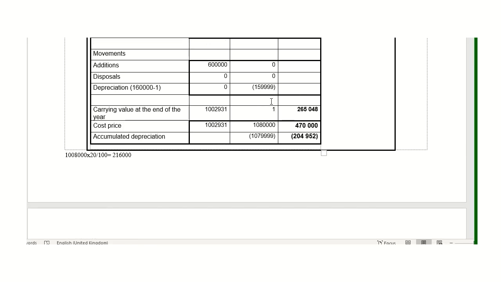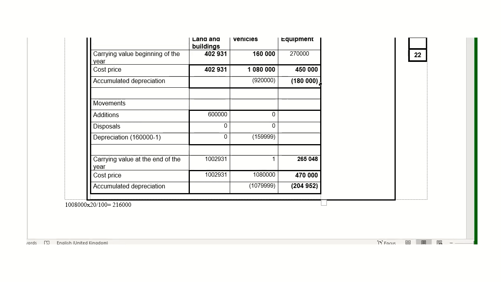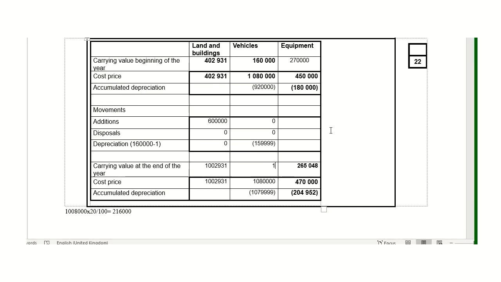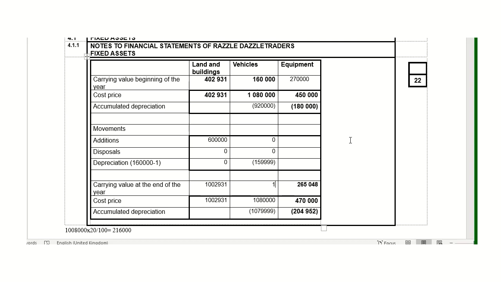If I did not adjust the depreciation, I would have ended up on a negative carrying value. Now, as it cannot be worth less than 1 rand, so it cannot be worth a negative figure, it must have a positive value. So I know my vehicles is correct.